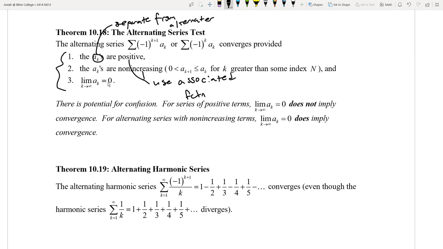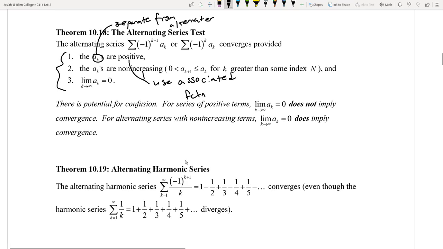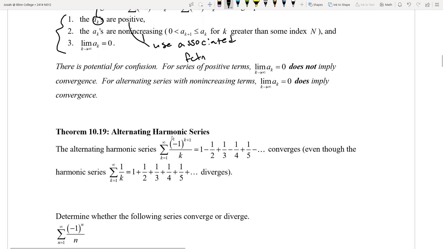So as it says here, this is a little bit tricky. For a series of positive terms, the limit going to 0 does not imply convergence. Remember, the divergence test says that this has to happen for convergence, but other stuff has to happen too. But if the series is alternating and follows these two, then the limit does mean it converges. So since we are alternating terms and we're subtracting terms from one another, if the terms go to 0, that's going to be enough for us. So we just need to show these three things whenever we have an alternating series, and we'll know it converges.